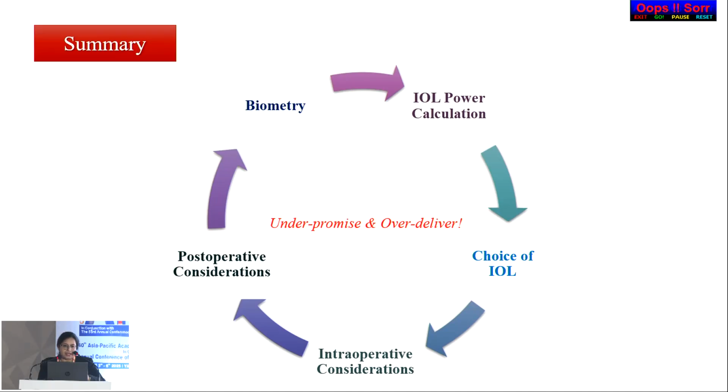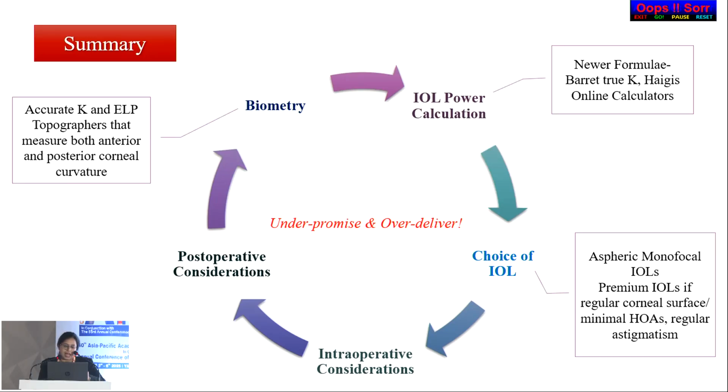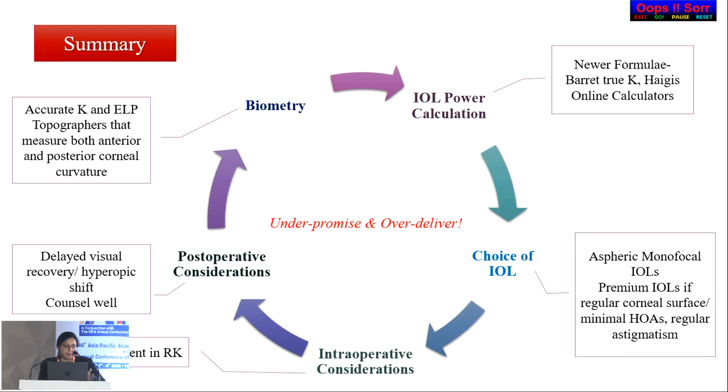So to summarize, biometry is challenging. For IOL power calculation, prefer monofocals, toric and regular astigmatism, avoid multifocals in post-RK. Intraoperatively, incision management is a challenge in post-RK cases, and phakic IOLs have to be tackled before you can proceed with phaco. Post-operatively, delayed visual recovery may be present. Counsel well, under promise and over deliver.